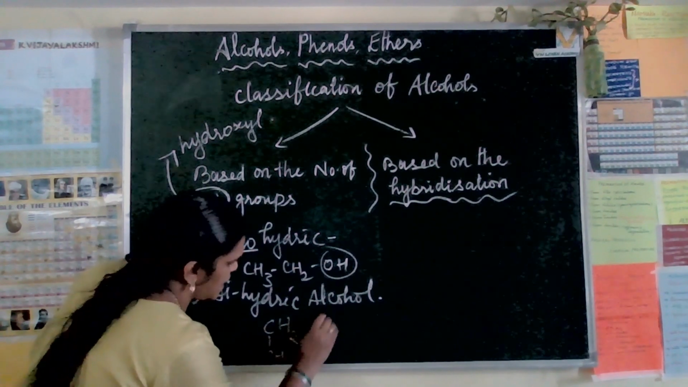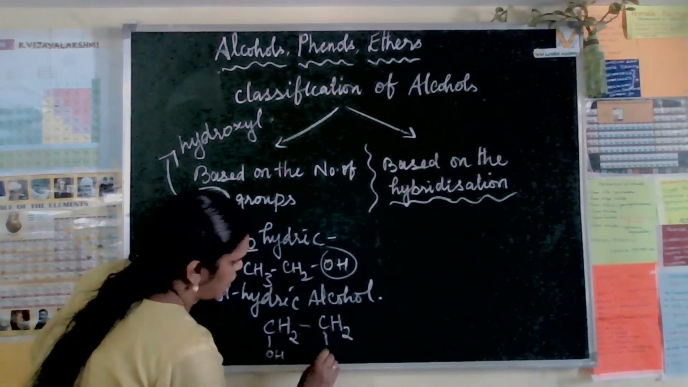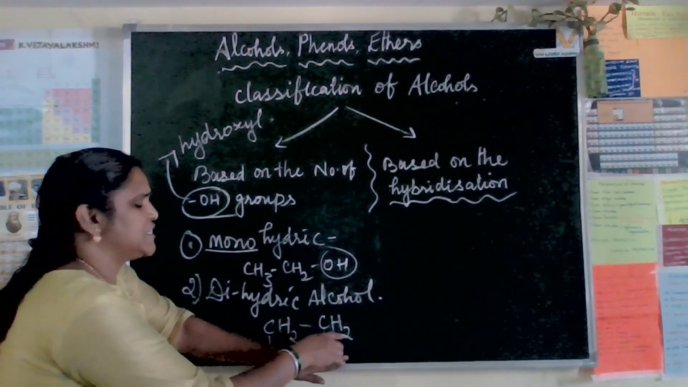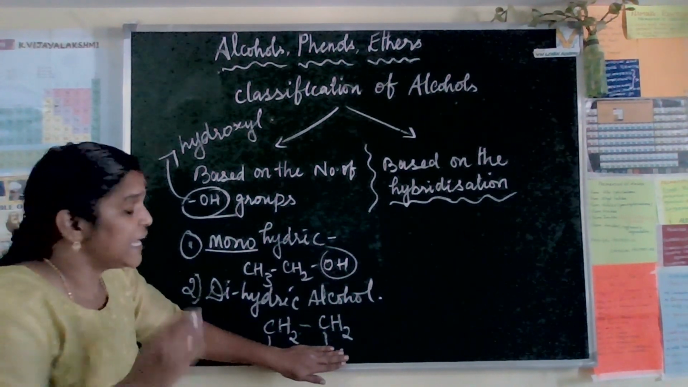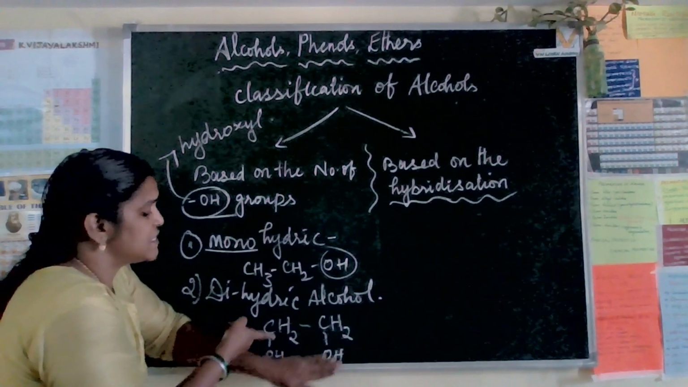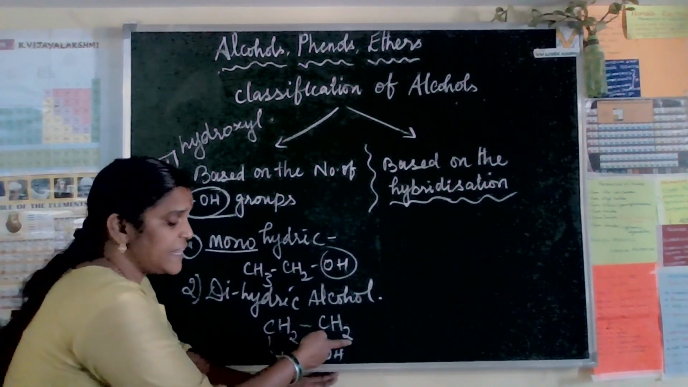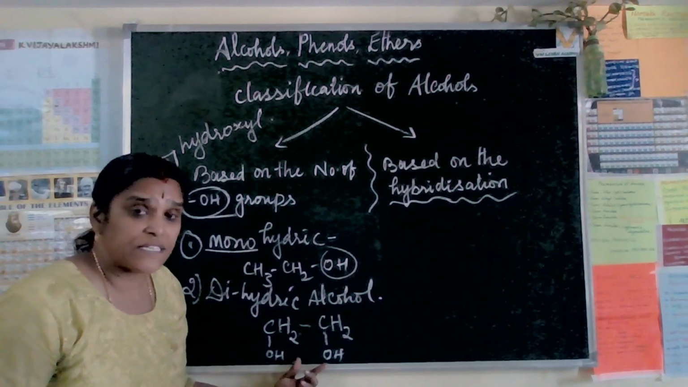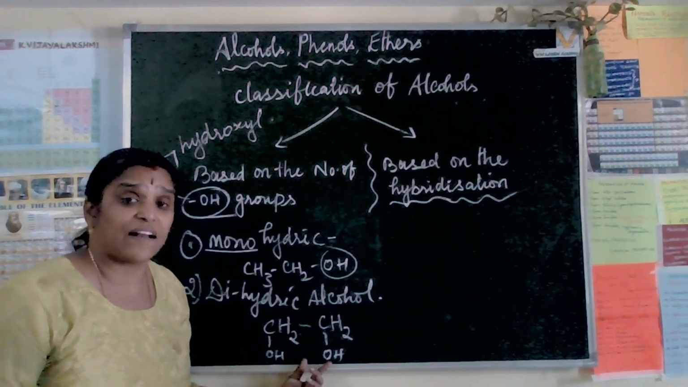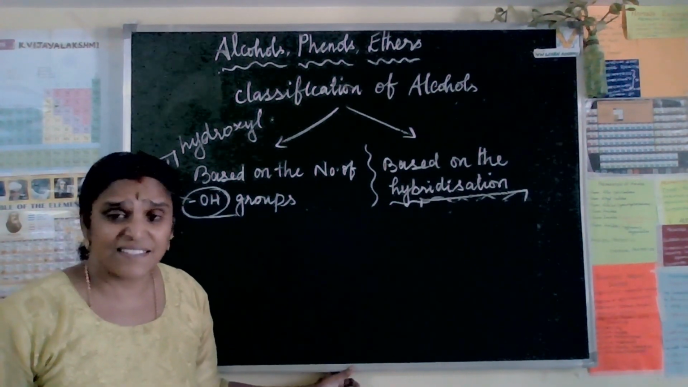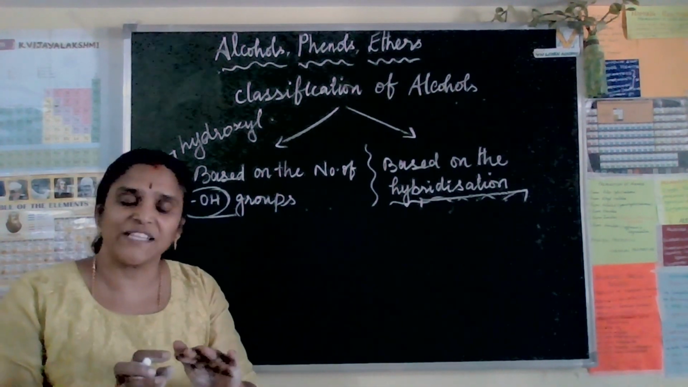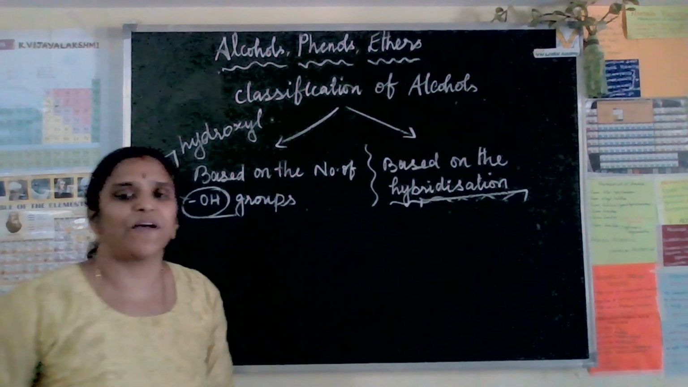CH2OH, the same way CH2OH. For example, imagine this is CH3CH3, ethane. In that ethane, one hydrogen is replaced by one OH, and another hydrogen is replaced by one OH. So what do we call this? This is ethylene glycol. Ethylene glycol is a dihydric alcohol.